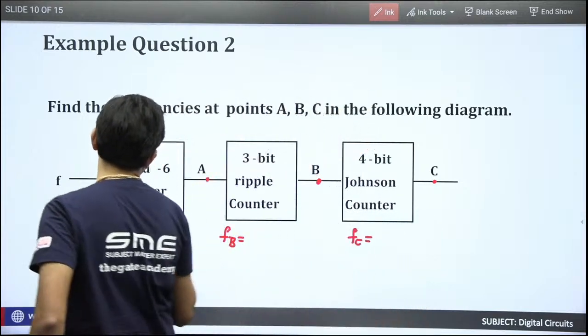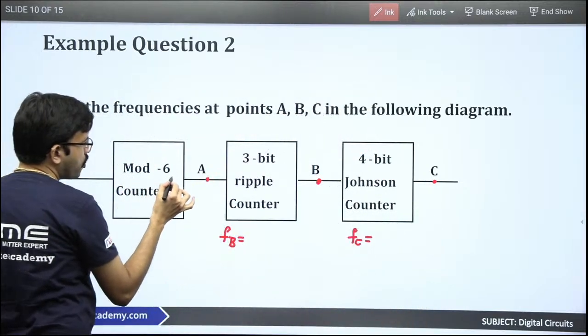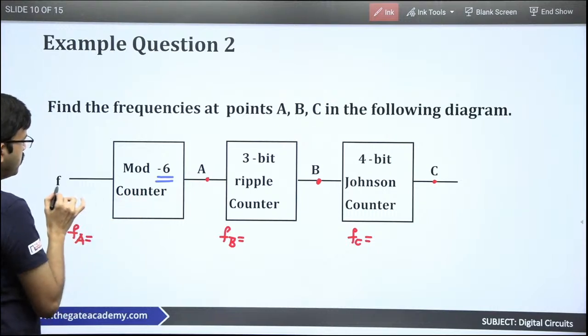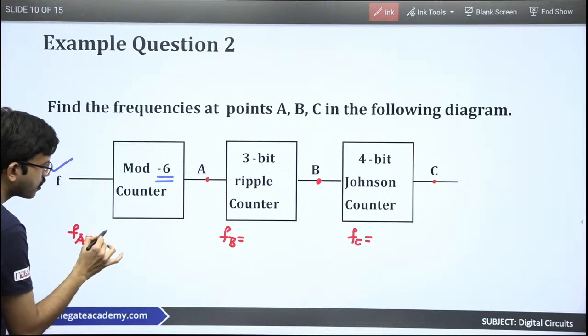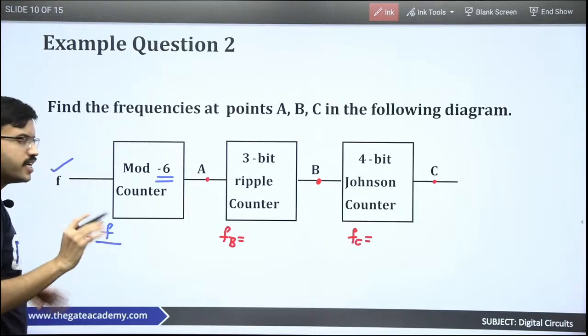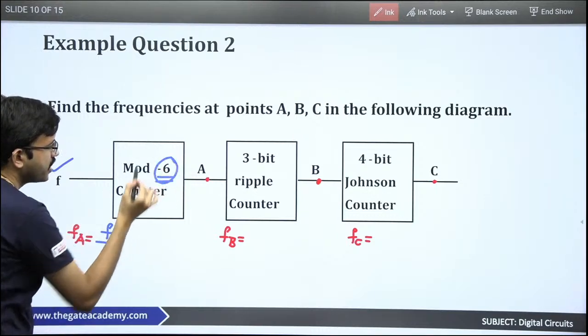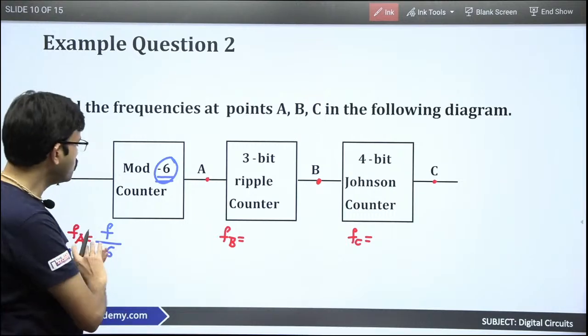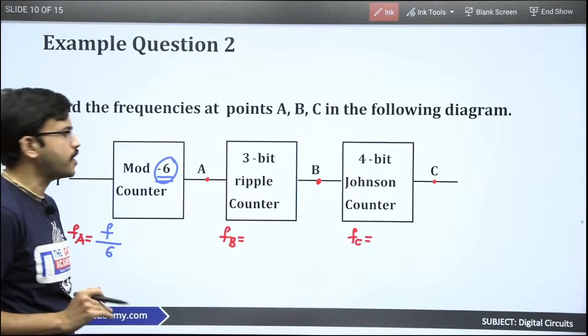See here, whenever they specify mod n, the input frequency is f, and the output is f divided by the number of states. Here n is 6, so you will get f by 6. No need to do further simplification, this is sufficient, right.